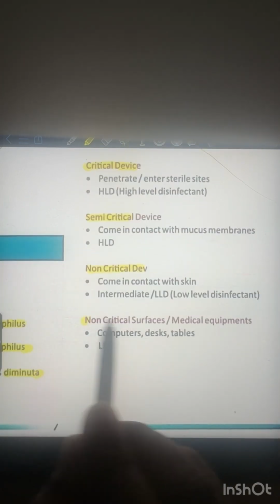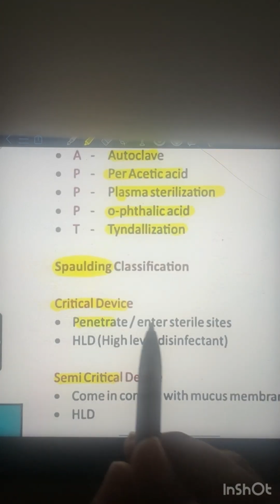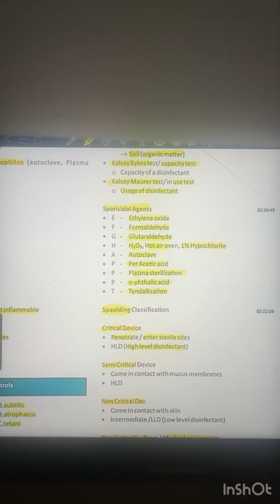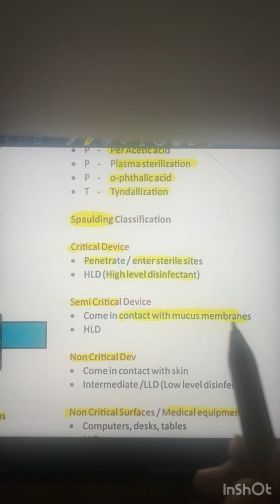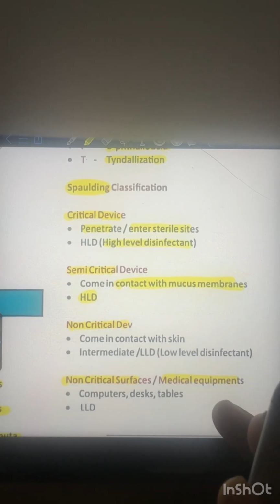What is a critical device? Something that is going to penetrate the body. So it could be a kind of a ventilator, it could be something that is going to go inside the body, or it could be some kind of a machine or an implant that you're going to make. So that comes under a critical device, and for that you will use a high-level disinfectant. Semi-critical will be something that is coming in contact with the mucous membrane. Maybe some scopic method is going on. Anything like a laryngoscope, bronchoscope, something coming in contact with the mucous membrane. For that also you will require a high-level disinfectant.